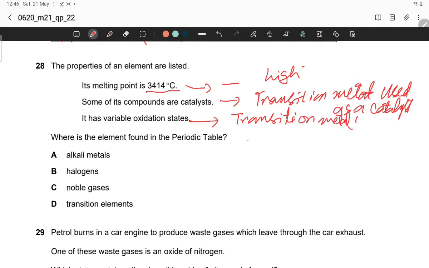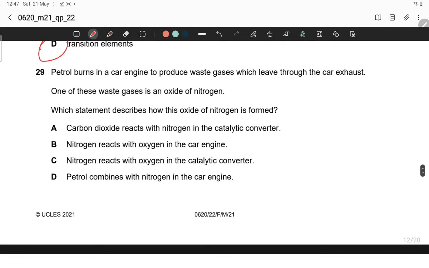Where is the element found in the periodic table? Alkali metal incorrect, halogens incorrect. Alkali metals are soft metals, halogens are non-metals and have low melting points, lower than other metals. Noble gases are gases, so it is in the transition elements. Correct.